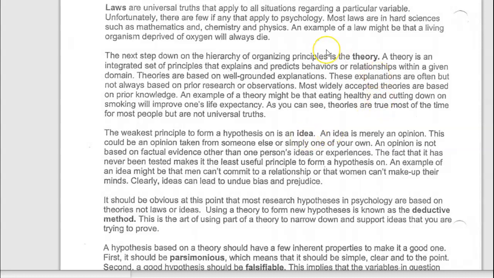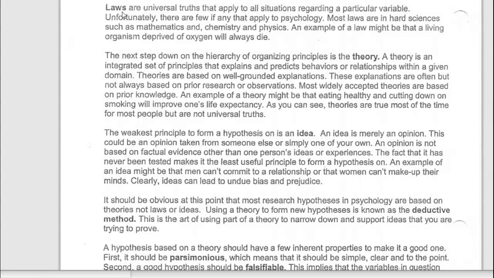So therefore, you see I'm starting at the bottom here, ideas are not what we usually study in psychology. Let's go to laws and talk about that, and we'll save theory for a moment. Laws are universal truths. Think of the phrase law of nature. Gee, if you don't have oxygen, you die. Another law of nature in college is if you don't pay your tuition, you get dropped. Whatever is universally true, a law of nature. Do we study those in psychology? Not often.